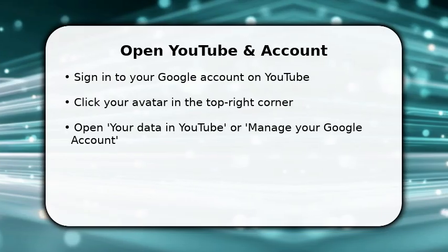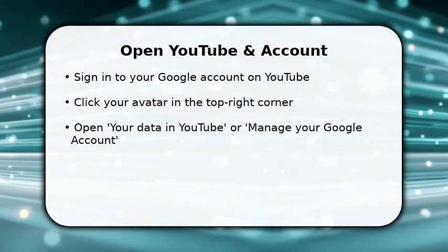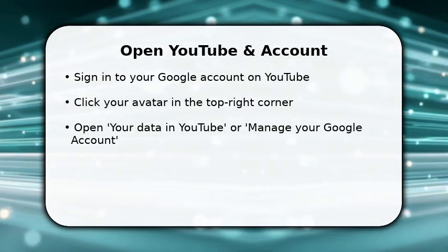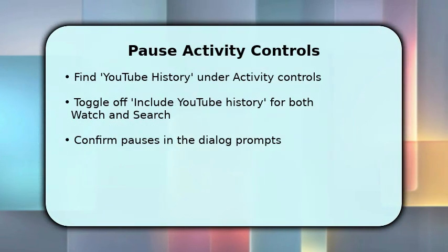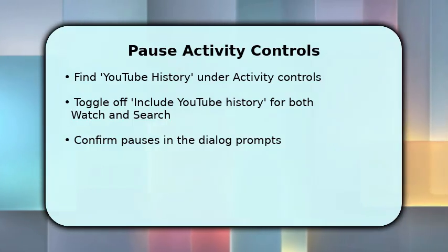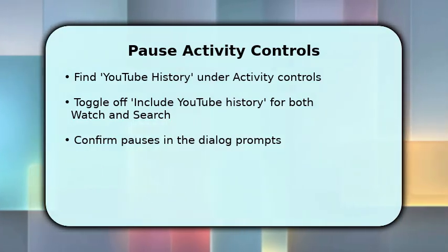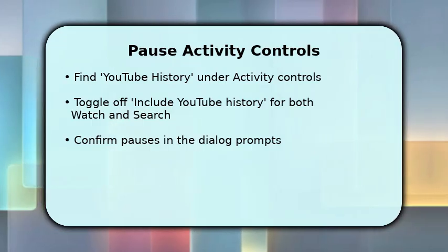This directs you to the activity controls where pause options are available. This gets you straight to the control panel to pause watch and search history. Next, locate the activity controls and tap YouTube history. You will see separate toggles for watch history and search history. Toggle each off to pause.